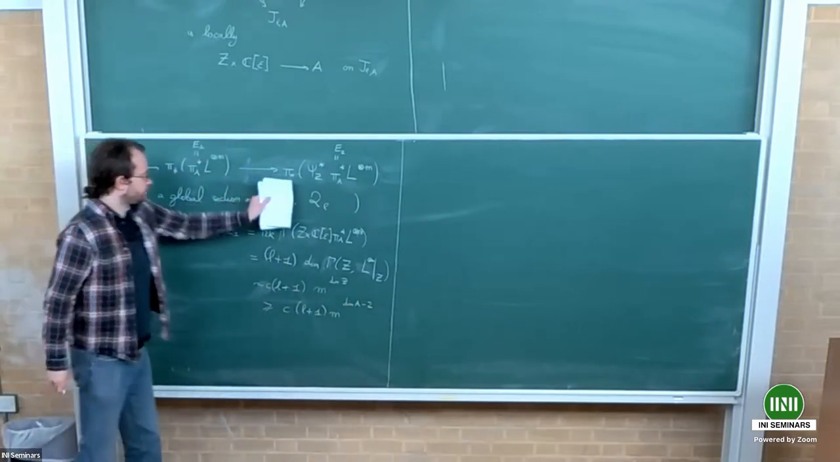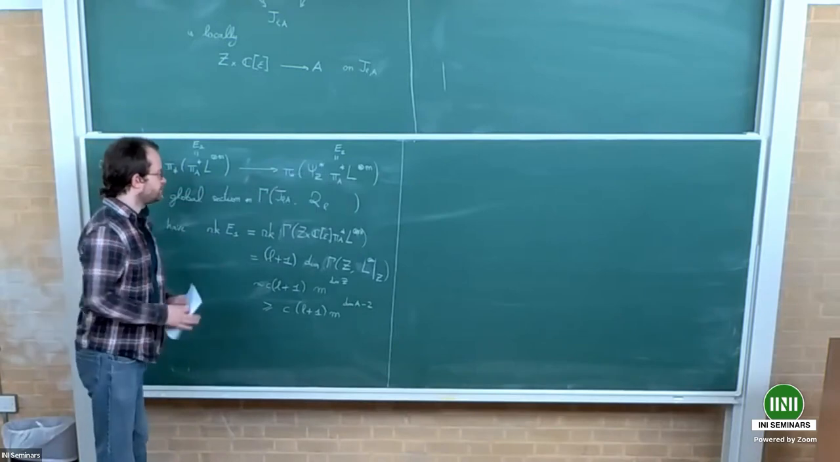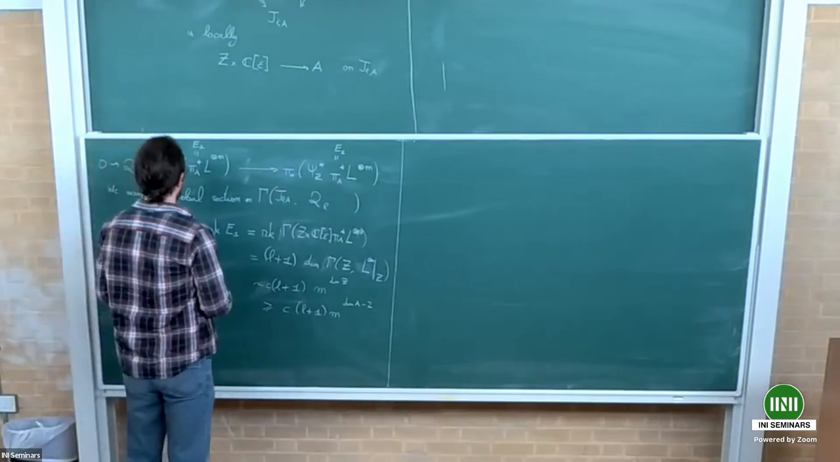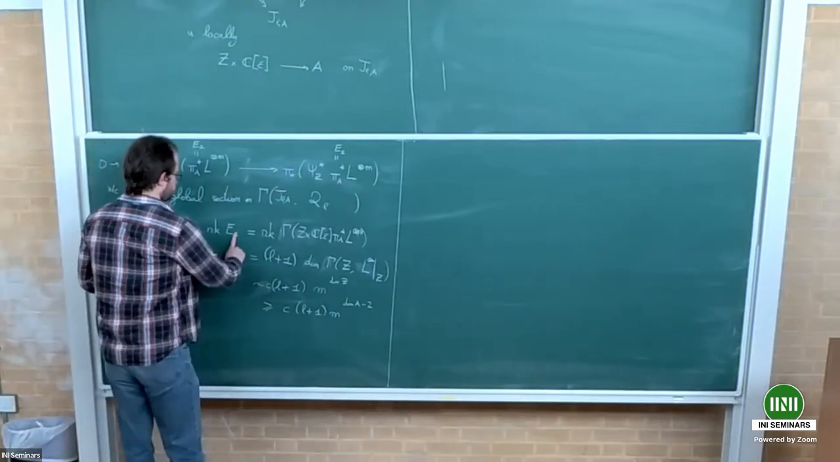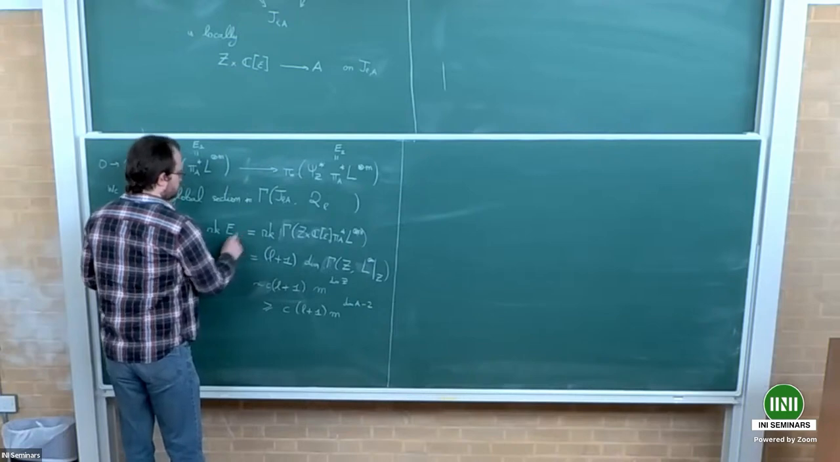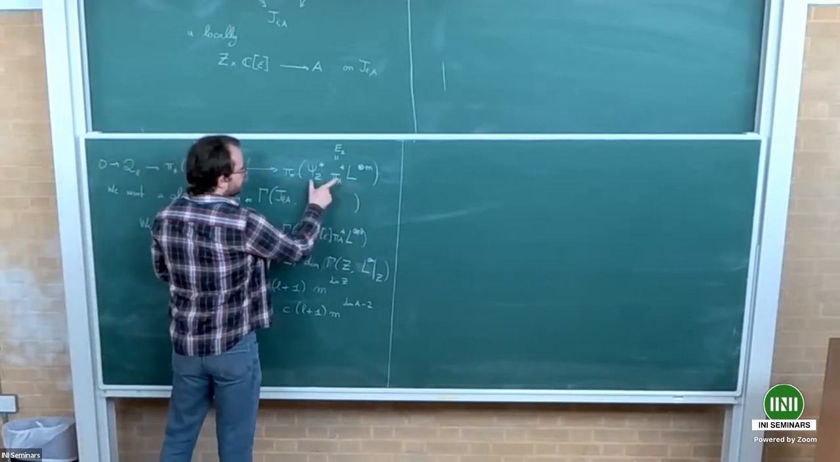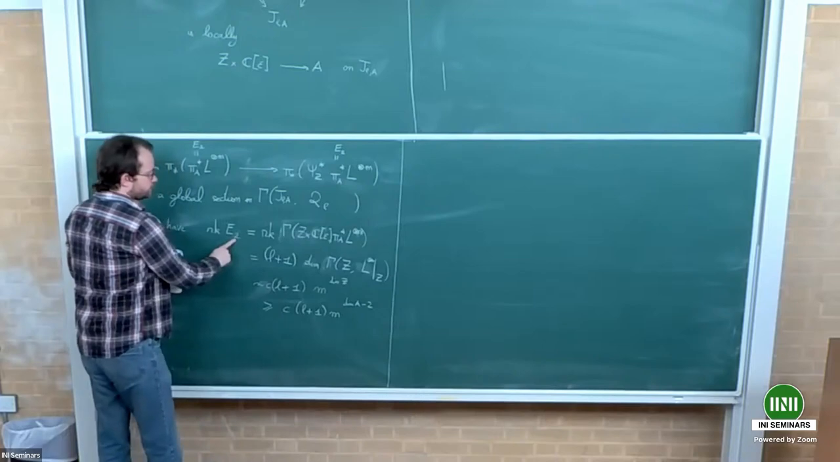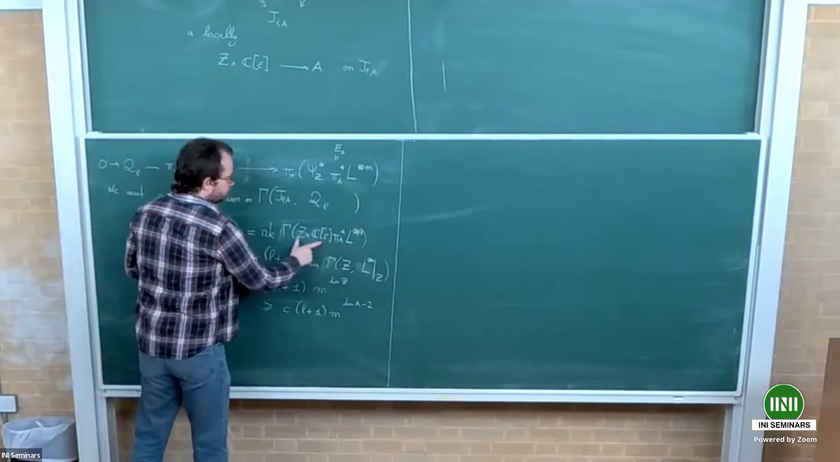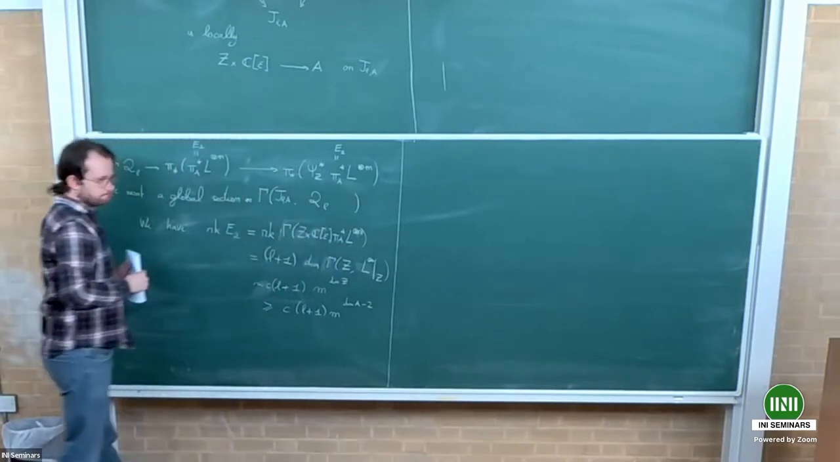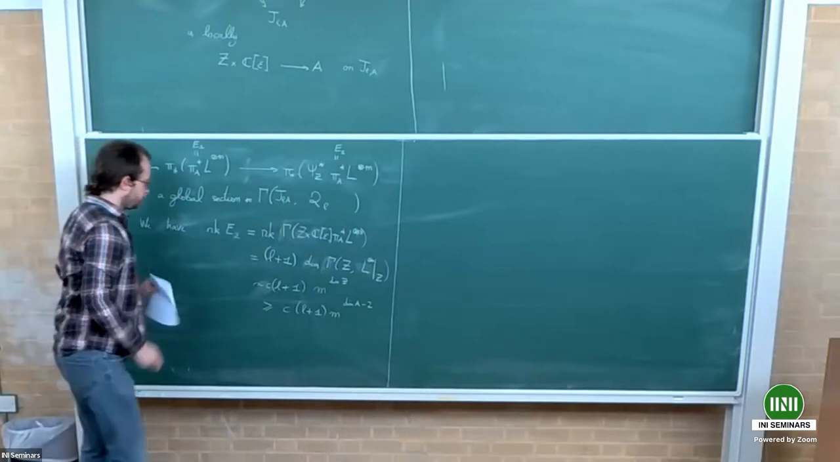And similarly for E2, this is even easier. Sorry, what did I say? I'm talking about this restriction. So this is E2, the restriction of L to this thickening on the left. And E1, it's even easier.